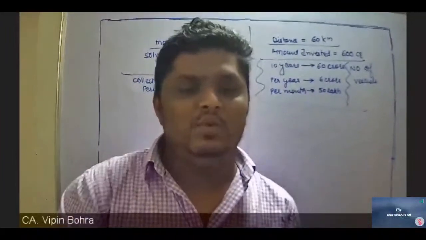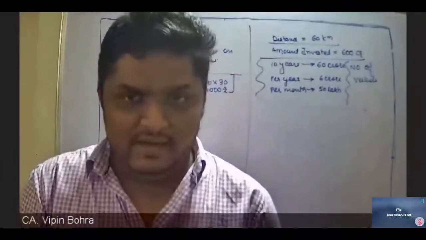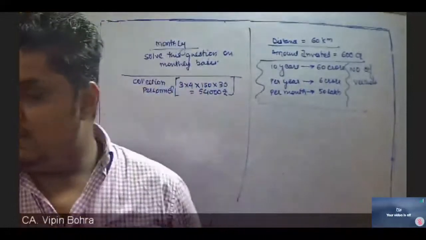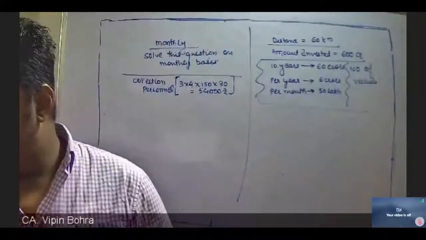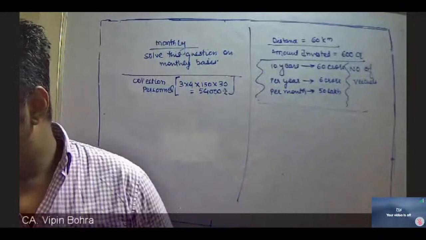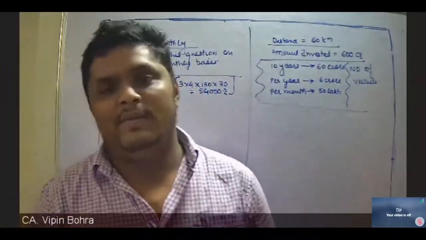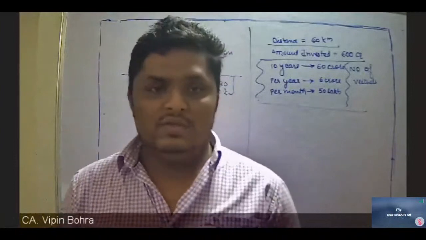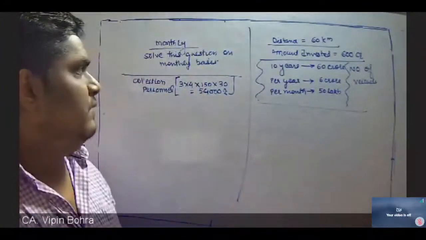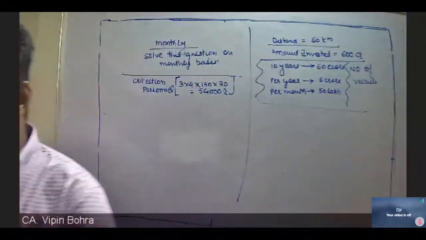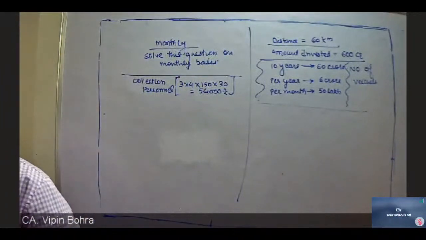Assume that there is only one type of vehicle. They have not mentioned that there will be a separate toll for cars, buses or anything like that. So I have already explained the question. If you guys have any doubts in relation to this question, you can ask me.